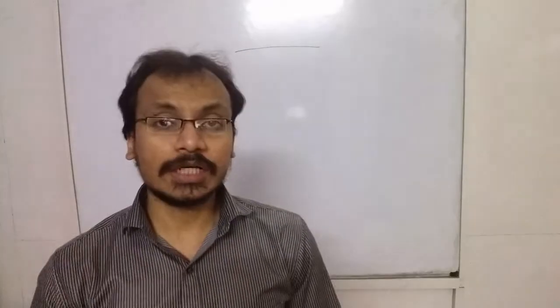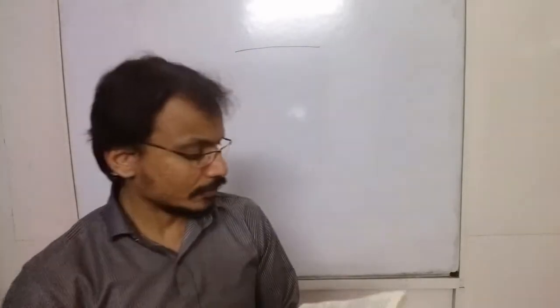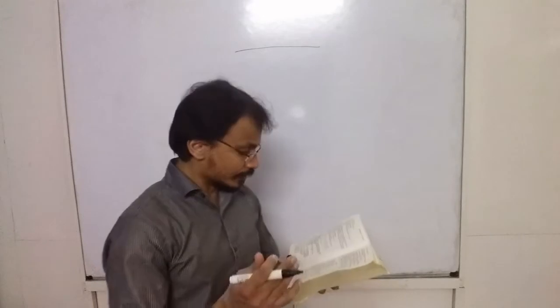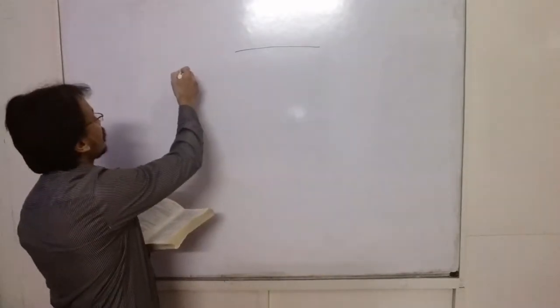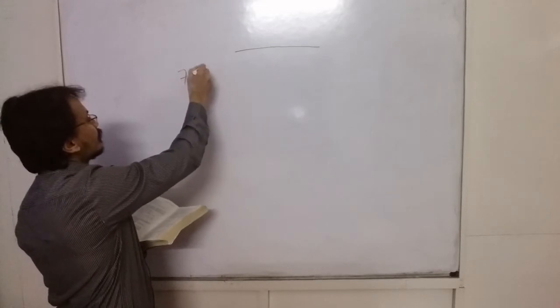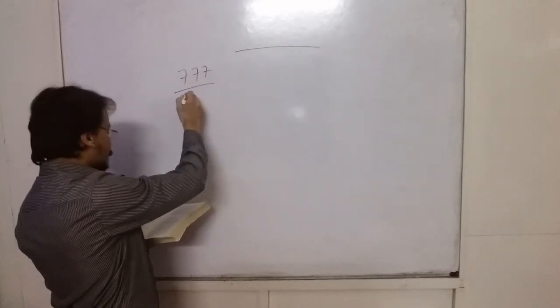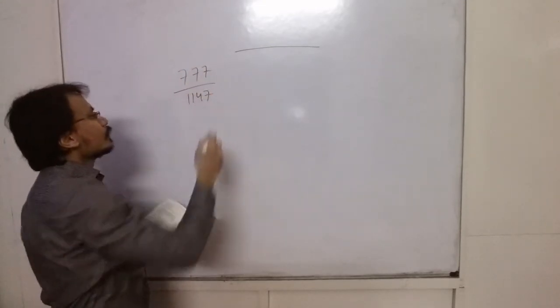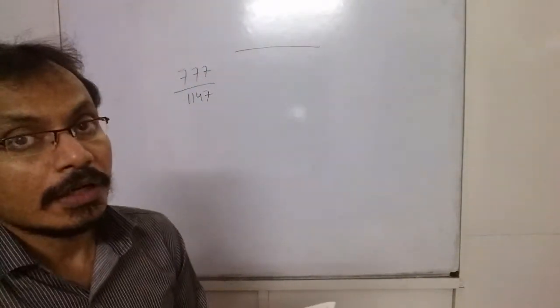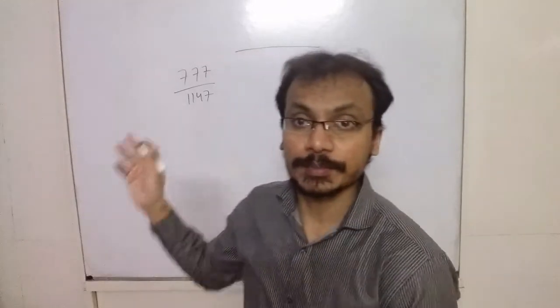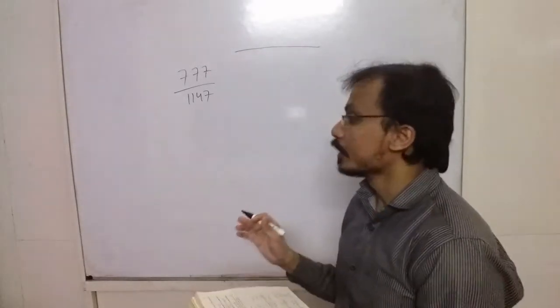13 is the answer. Now let us move on to those questions which are common in your examinations, MBA entrance and bank examinations also. One question that I have got is: reduce 777 divided by 1147 to lowest terms. This number is given to you, and they are saying to reduce this particular number to the lowest terms.